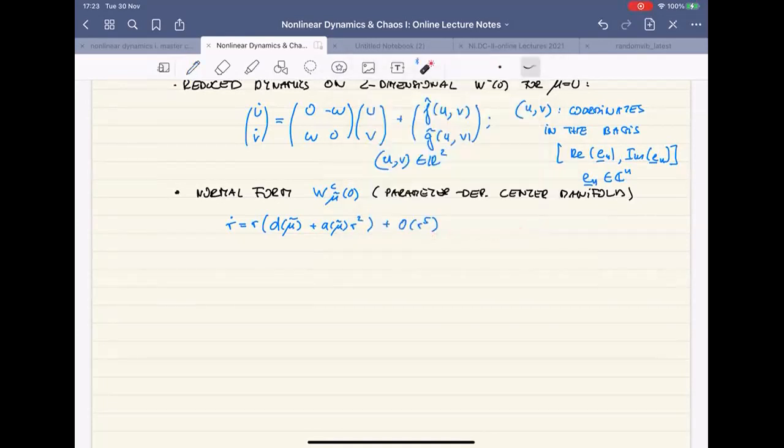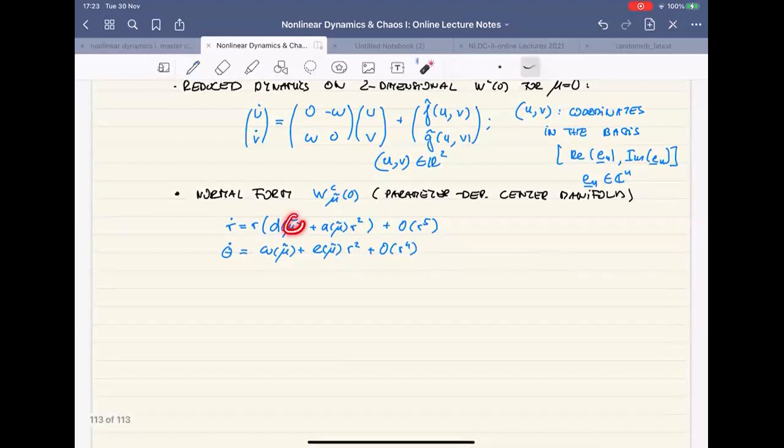And the pattern, let me write out the full normal form, because this is just the r variable, but like I said, let's use polar coordinates. So the theta dot equation is omega nu tilde plus e nu tilde r squared plus order r to the fourth.